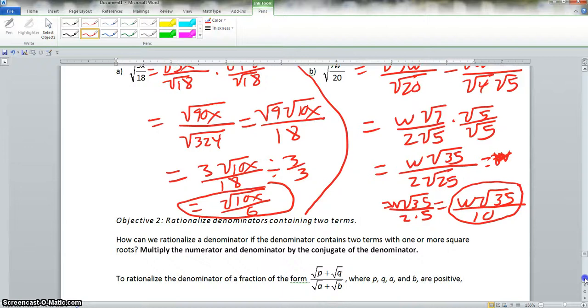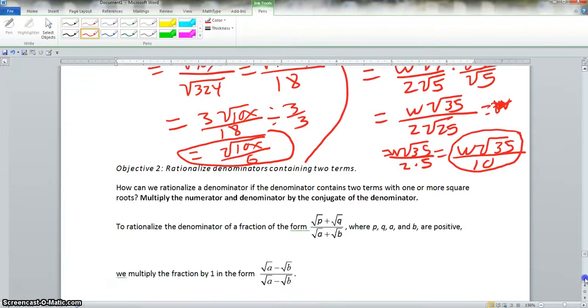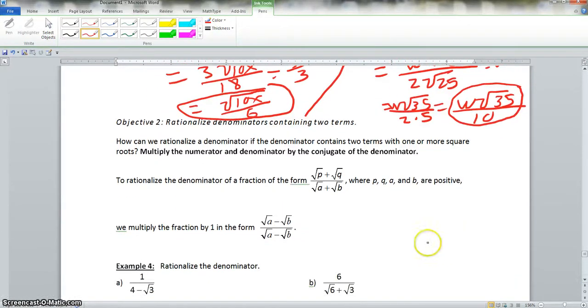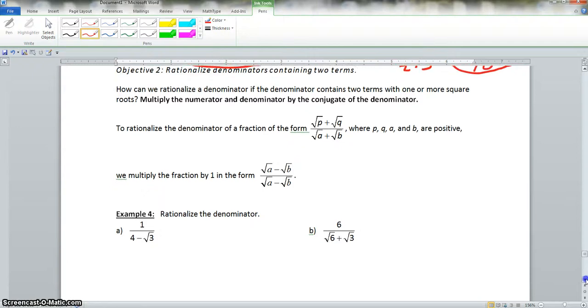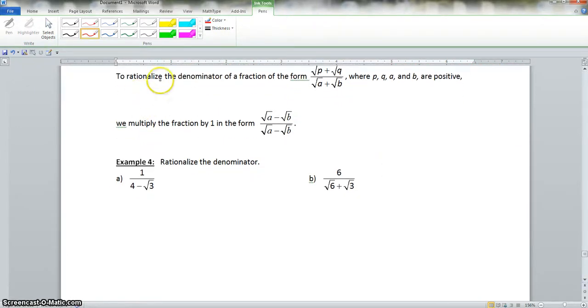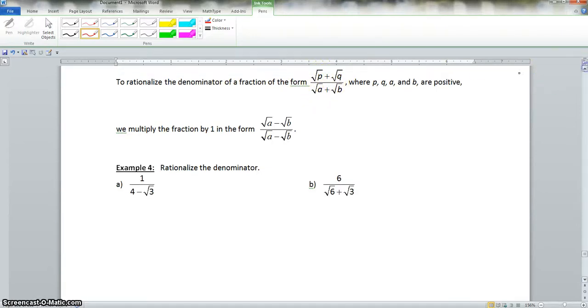Now we come to objective 2. Rationalize the denominators contained in 2 terms. Now basically what's going to happen here is you look at your denominator and you're going to multiply by the conjugate of that denominator. So we're going to do the numerator and denominator by the conjugate. As it says, to rationalize the denominator of the fraction of the form square root of p plus the square root of q over the square root of a plus the square root of b, where p, q, a, and b are positive, we multiply the fraction by 1 in the form of square root of a minus square root of b over square root of a minus square root of b, which is the conjugate of this denominator.